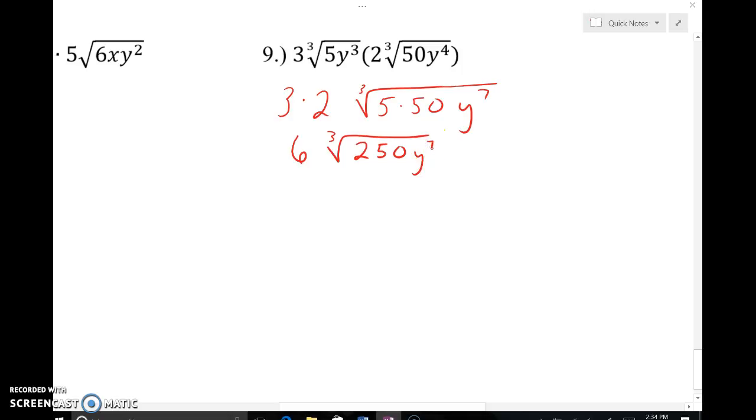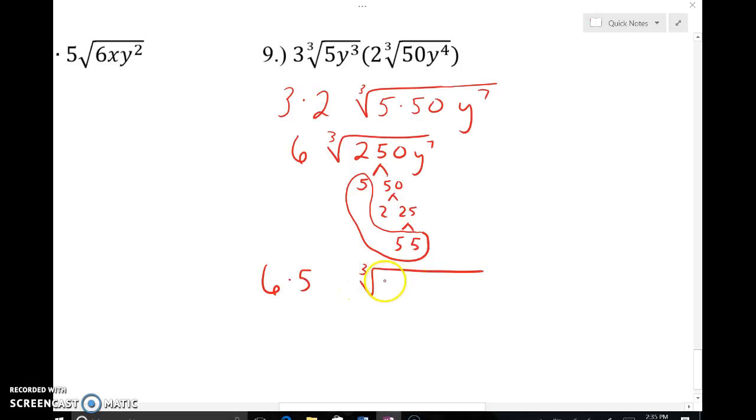And what I'm going to do is I'm just going to break down 250 and y to the 7th. Hopefully I can pull out some perfect cubes. All right, so that's going to be 5 times 50, 2 times 25, and 5 times 5. So now I'm looking for groups of 3. Well, there's a group of 3 right here with these 5s, and unfortunately that 2 doesn't have any group of 3 to go with, so it's got to stay underneath the radical. So I am going to be able to pull a 5 out to be multiplied by the 6 that's already on the outside of the radical. And then inside of my cube root, I have to leave this 2 that didn't have a group of 3 to be a part of.